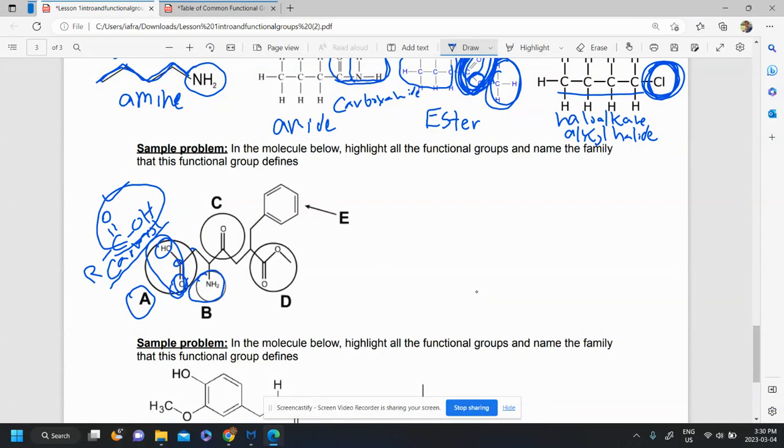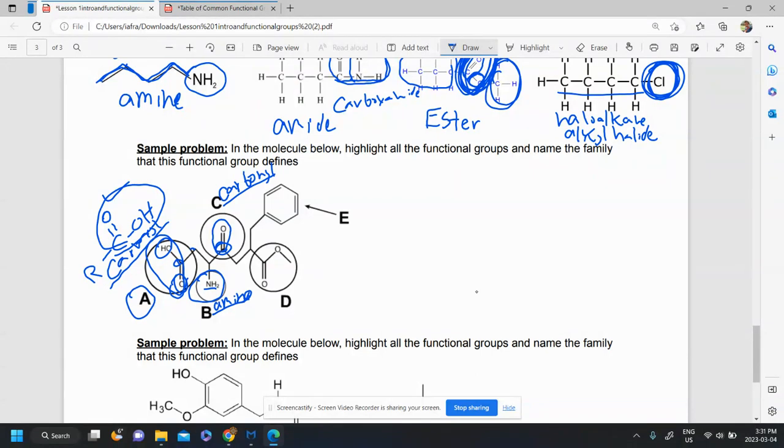Okay, let's go to B next. Right here, it's already circled for us. B is the amino group, and that would make you an amine if you only had the amino group. C, we have the C double bond O, and so that would be a carbonyl group. And that would make you, in this case, because it's in the middle of the molecule somewhere, a ketone. So it's acting as a ketone.